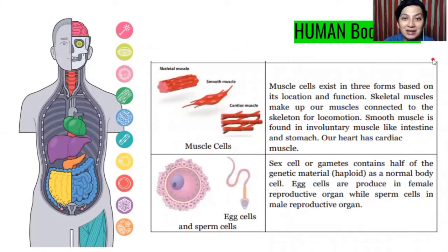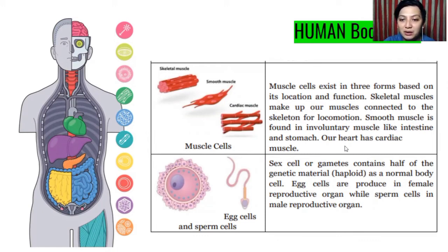muscles or muscle cells pala muna. So muscle cells, we have skeletal muscles, one of the examples of muscle cells, then smooth muscles, then cardiac muscles. Muscle cells exist in three forms based on its location and function. Skeletal muscles make up our muscles connected to the skeleton for locomotion. Ito yung mga nakadikit na muscle doon sa bone natin.